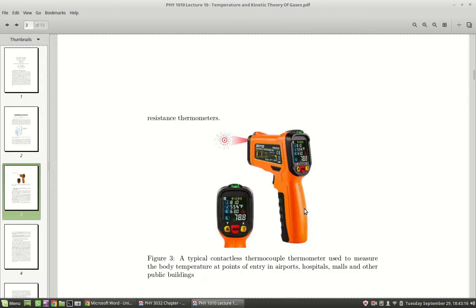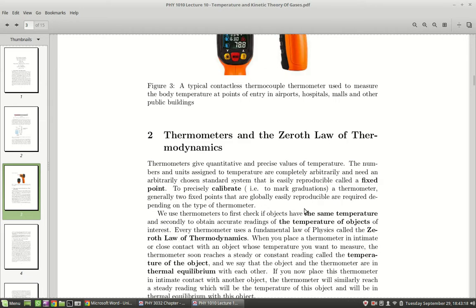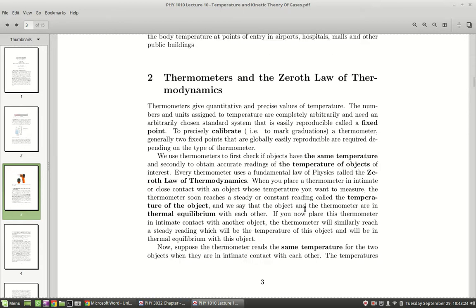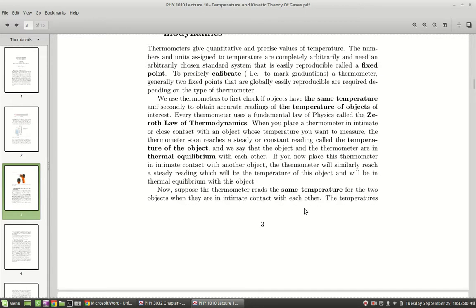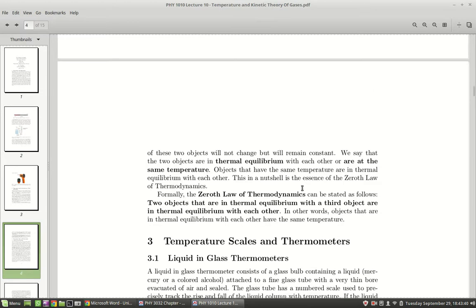Then we are also going to look at how a thermometer works, and that will bring us to the Zeroth Law of Thermodynamics. We'll see what that is. Basically, the Zeroth Law of Thermodynamics helps us to see if two objects A and B are at the same temperature. So that's what we're going to do there.